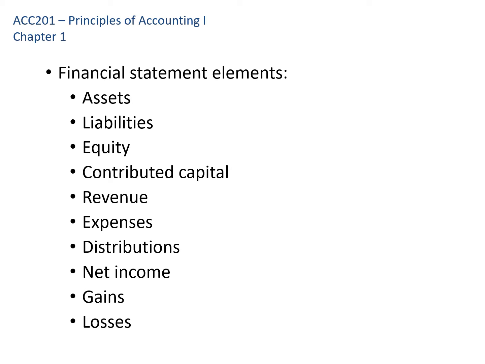Distributions are the way we share the profit of the company with the owners, so sending them a dividend in most cases. Net income is revenue minus expenses. It's another word for profit. And that's distinguished from gains, which occur when we sell an asset. So if I have a used truck in my business and I sell it, selling that may generate a gain or a loss. We keep that separate because it's not really part of what we're in business to do, which is to make our products or provide our services.